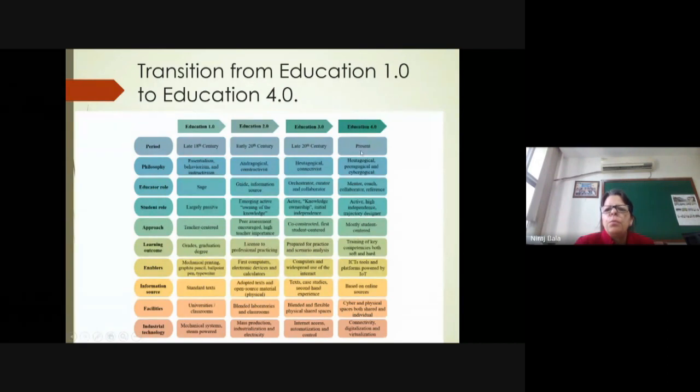And all of you will agree that these are the things which are required in the education 4.0 era. So after these industrial technologies, how these technologies are also emphasizing or influencing our education system, education 4.0. So this is the entire transition. As I told you, I will be sharing this PPT with you all, and you can keep it for your reference.